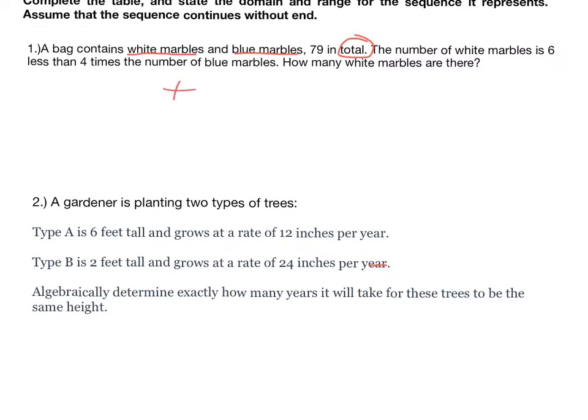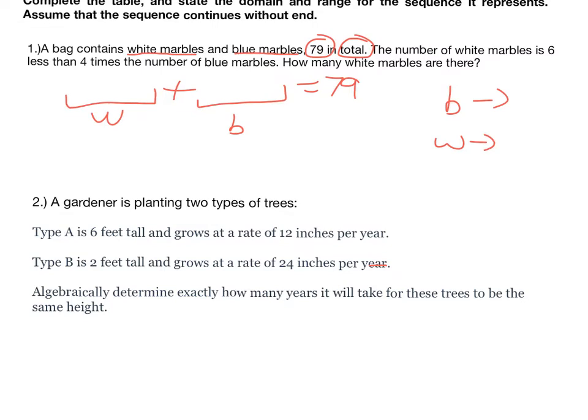Now, what are the things that we're adding together? We're adding together our white marbles and our blue marbles. And when we do that, what do we get in total? That's this number right here, 79 in total. So when we're doing these kinds of problems, we do a big picture scenario, and then on the right, we just label what we know and what we don't know. So we're doing white marbles and blue marbles.